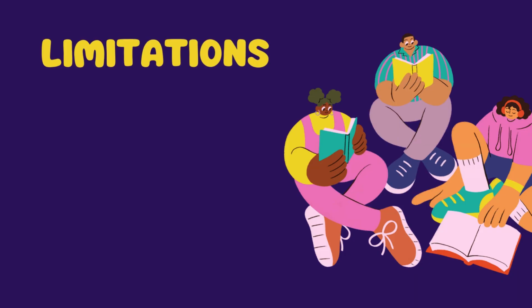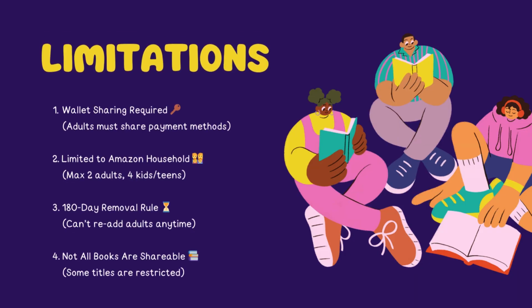However, this method comes with some limitations. First, you have to share your payment methods with the other adult, and you can't just re-add accounts anytime. You might have to wait 180 days if you want to switch. Besides, not all books are shareable in Family Library. Some publishers restrict certain titles, so make sure you're okay with these restrictions.